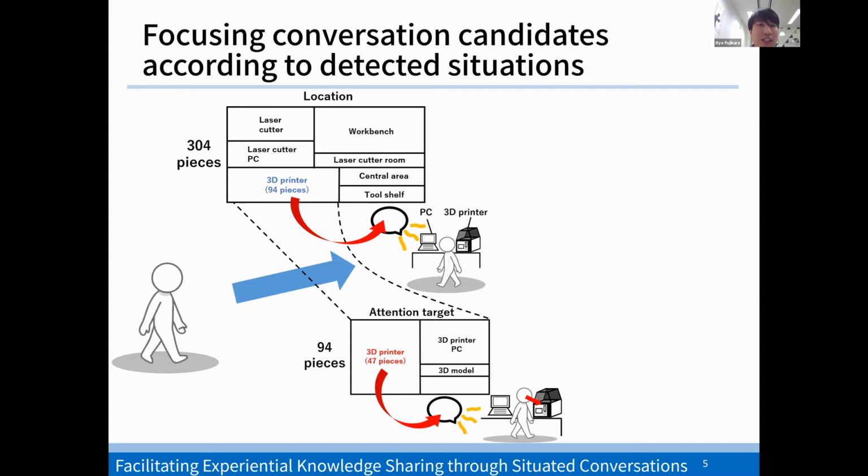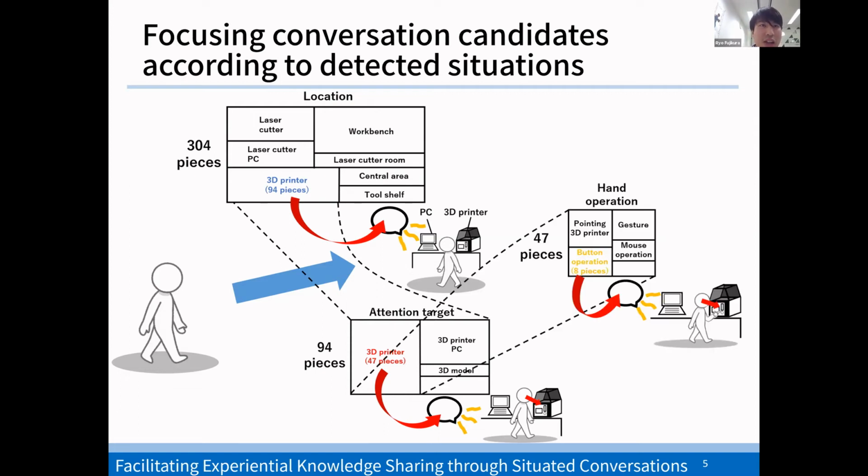If the user turns his attention to the 3D printer for 5 seconds, the candidates of conversation become narrowed down to 47 pieces. The system selects one out of 47 randomly at this stage. If the system detects the user's hand operation, button operation in this example, the detected situation becomes more specific. Accordingly, the candidates of provided conversations become narrowed down to 8. In such a specific situation, we can expect that the conversation presented to the user will match more precisely to the user's current situation.